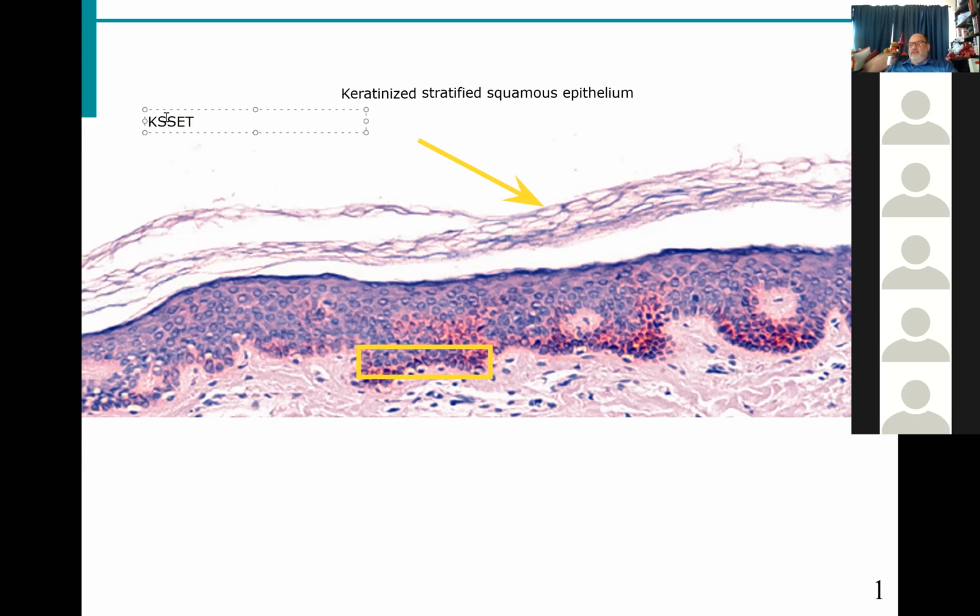Since you have tomorrow off, and because the flights are super cheap now, you could fly to England. And maybe if you got lucky, you'd get to meet the Queen. When she puts her hand out, what are you supposed to do? Kiss it. K-S-S-E-T: kiss it. The skin, you kiss. Keratinized stratified squamous epithelial tissue.